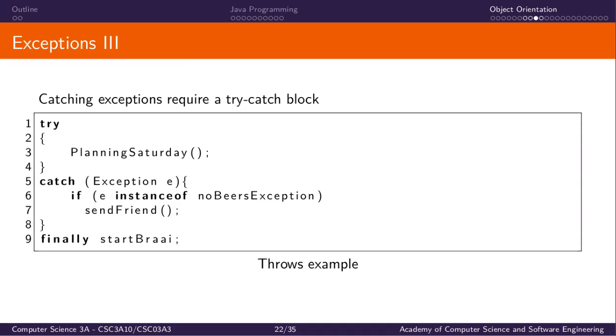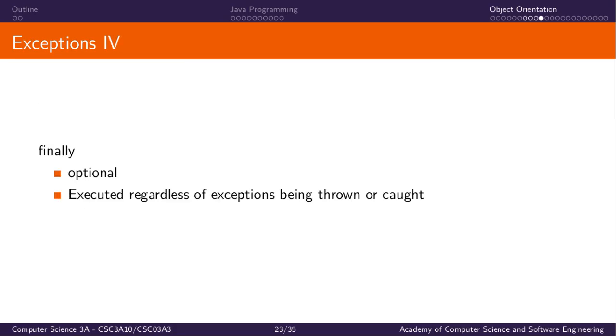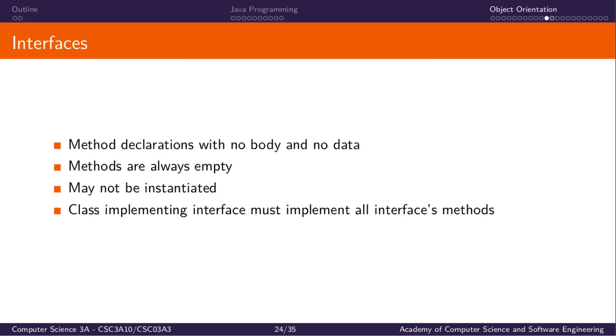Then we can also have a finally block. That part is executed regardless of whether an exception is thrown or not. But if we want, we can have that part of the construct as well. Okay, so it's optional, and it's executed regardless of whether exceptions are thrown or caught.